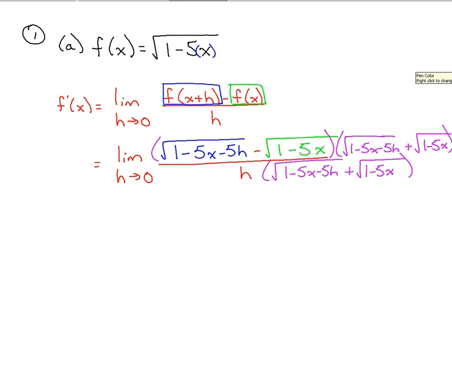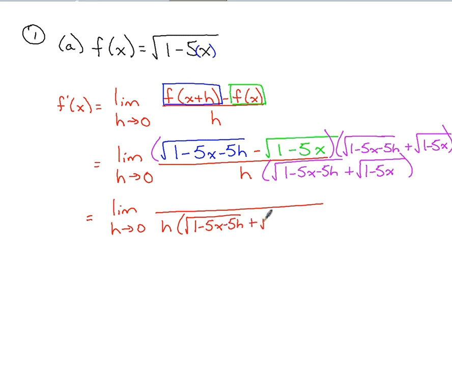Then the rest of the trick that we use as we multiply by conjugates is we recall we only multiply the conjugates. So the denominator here will remain as h times this square root of 1 minus 5x minus 5h plus the square root of 1 minus 5x. If we multiply out the conjugate expressions in the numerator, multiplying the first terms here, roots cancel, and you're left with 1 minus 5x minus 5h.